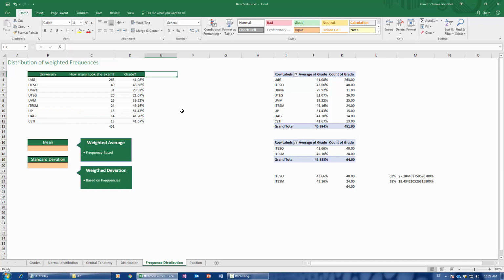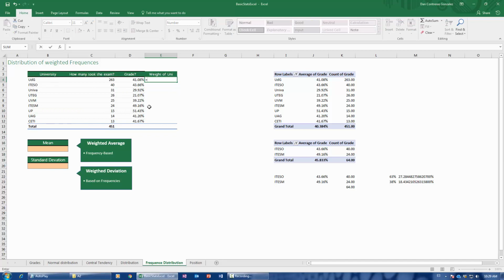Doing the math is simple. I need to add an extra column that actually calculates the weight. So weight of uni, let's call it that way. I need to figure out what percentage each university represents of the entire universe that I'm calculating. I have a grand total here of 451 people, and I'm trying to figure out, say, for example, the University of Guadalajara, what percentage of the total it represents. So it's just a simple matter of dividing 263 by 451.